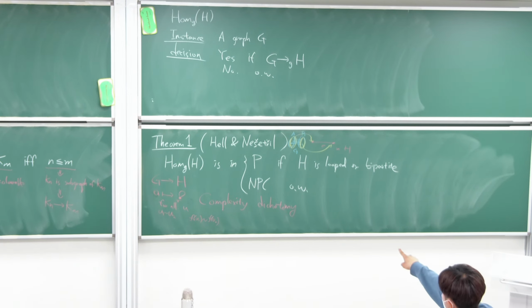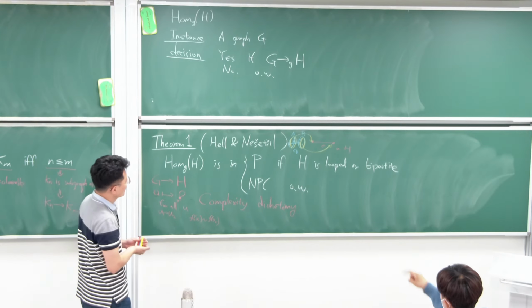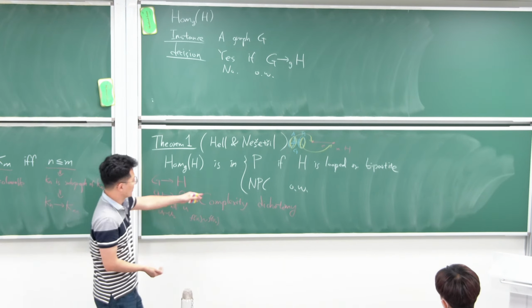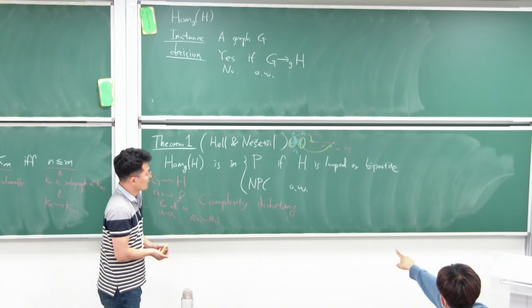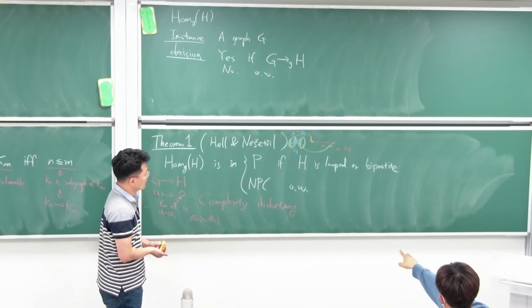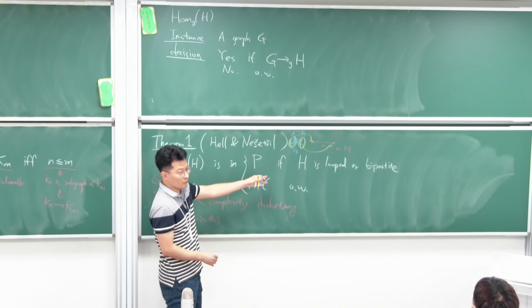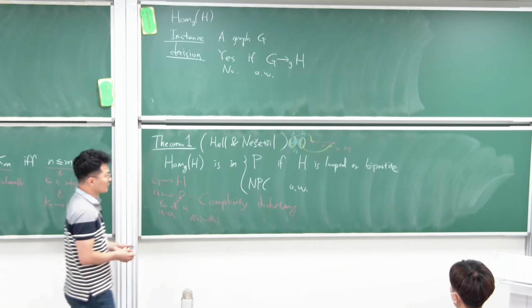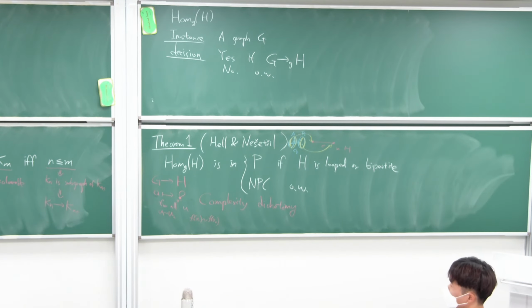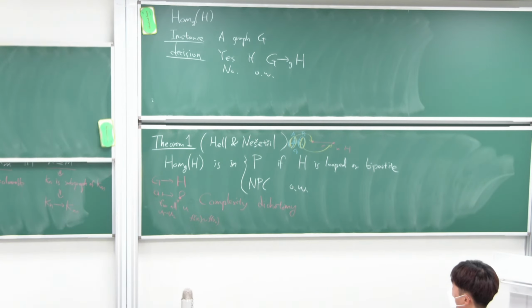So that condition is about G being bipartite or not, right? Yes. So it's in P. But why do we need to check whether H is looped or not? Okay, yeah. Got it. Thank you.